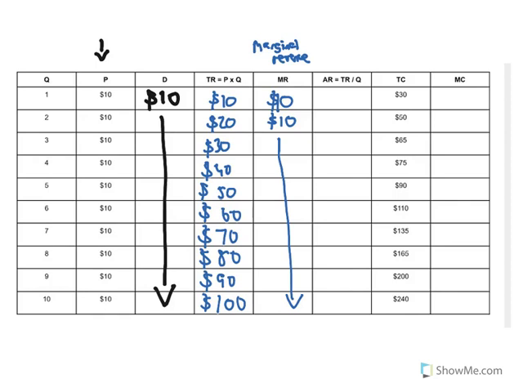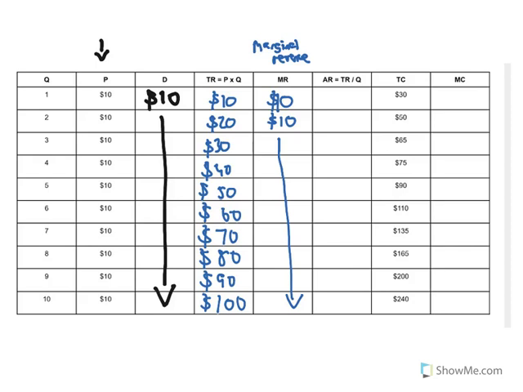So if you notice, price, demand, and marginal revenue in a perfectly competitive firm are all the same value at every single level of output. And that's just the way perfectly competitive firms work. That's the way the math works.